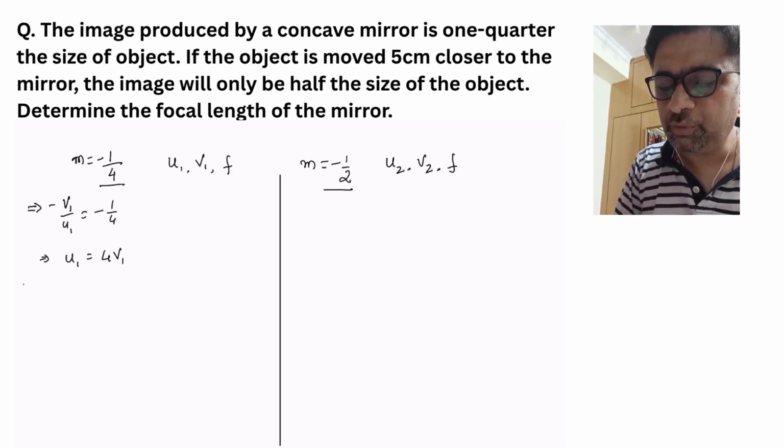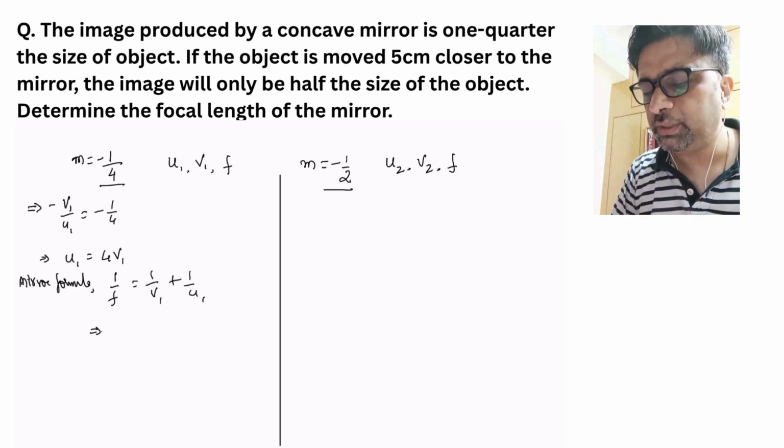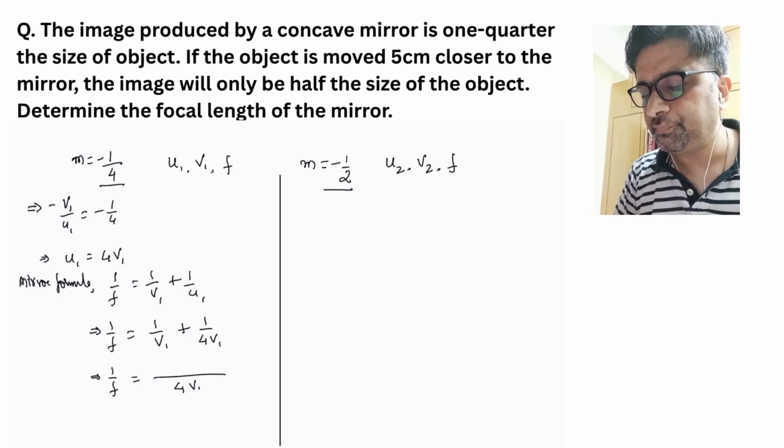Now applying the mirror formula, we know 1 by f is equal to 1 by v1 plus 1 by u1, and that gets us 1 by f is equal to 1 by v1 plus 1 by 4v1, and therefore we have v1 is equal to 5f by 4.